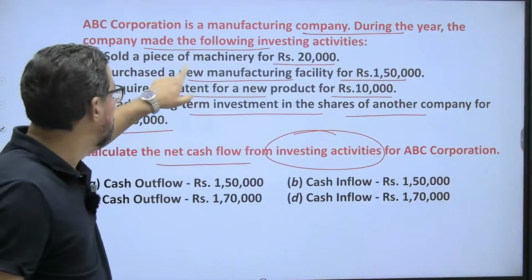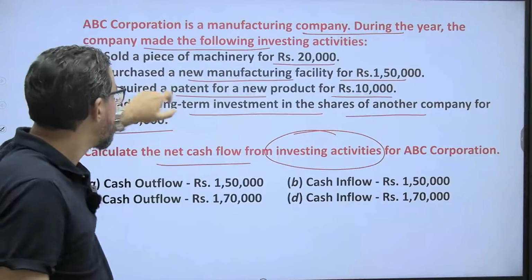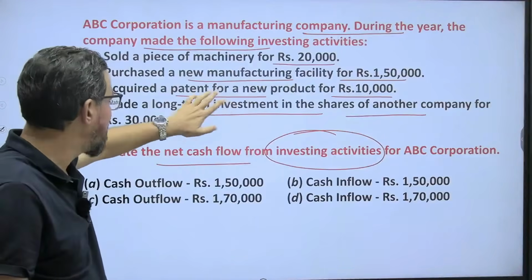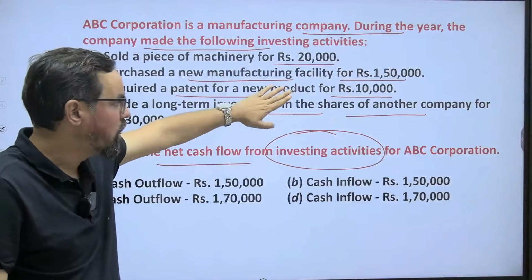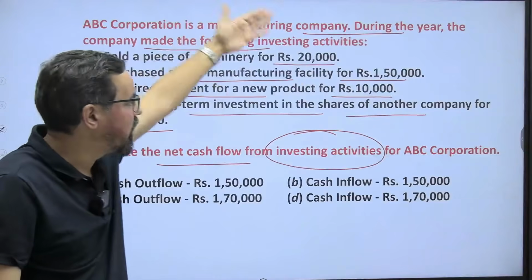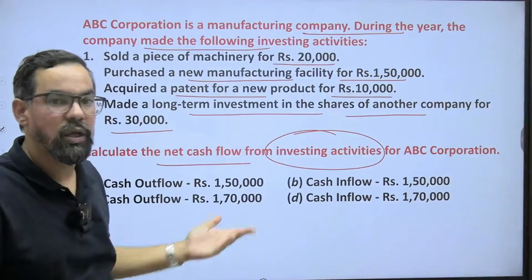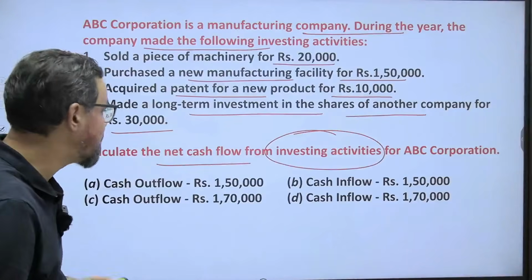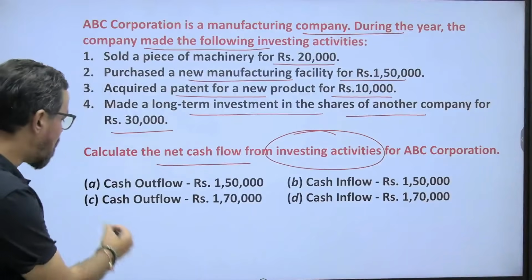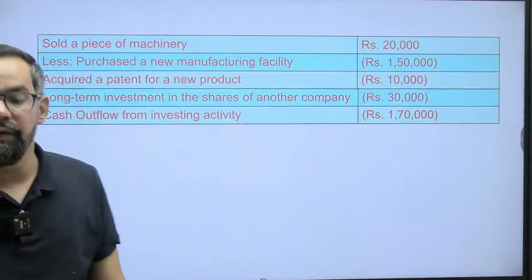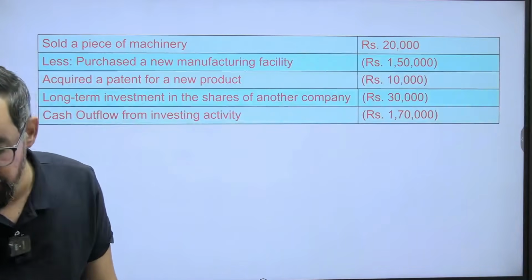So the piece of machinery sold, this is an inflow. Purchase of the manufacturing facility, 1,50,000 outflow, which is higher. Acquire the patent, again outflow, so 1,60,000, then 1,90,000. 1,90,000 minus 20,000 is 1,70,000. So cash outflow from investing activities is 1,70,000. That will be your right answer in this particular case.